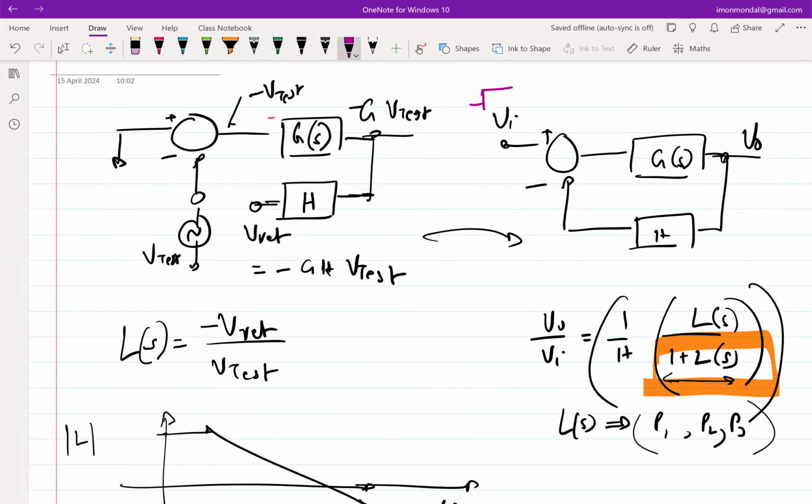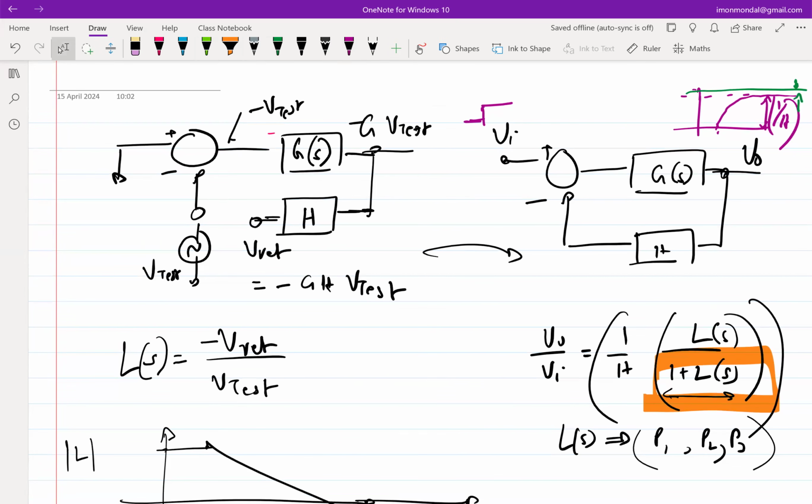step input, and let's say it is a first order system. I know that V0 is going to start and end somewhere, and this height will be 1 over h approximately. This will be 1 over h when the loop gain is infinity. If the loop gain is not infinity, there will be an error. There will be a steady state error between whatever is expected and whatever you are actually getting.